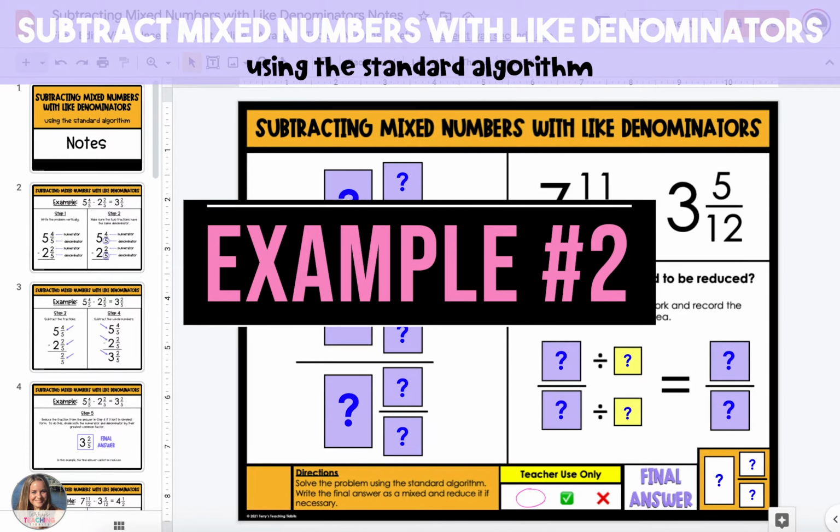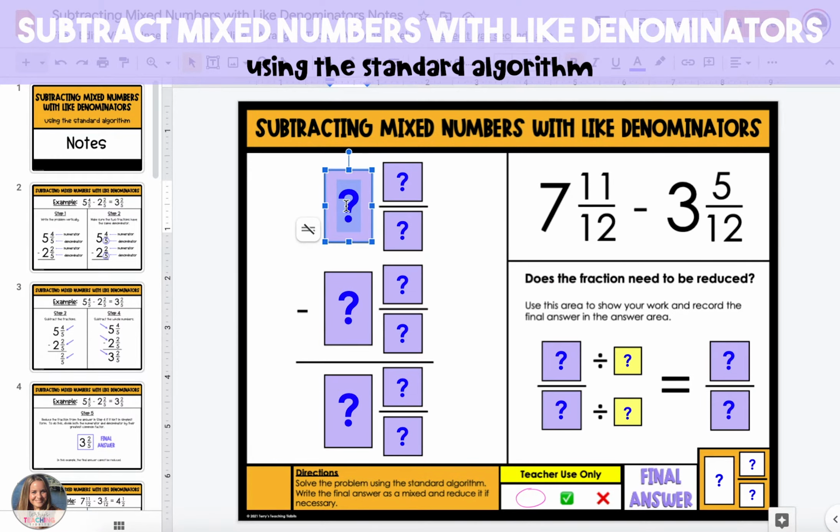In the second example, we're going to take 7 and 11 twelfths and subtract 3 and 5 twelfths. Again, we're going to record the mixed numbers on the left side of the slide. Then we're going to subtract the fractions. 11 twelfths minus 5 twelfths is 6 twelfths. And then we subtract the whole numbers, so 7 minus 3 is 4.